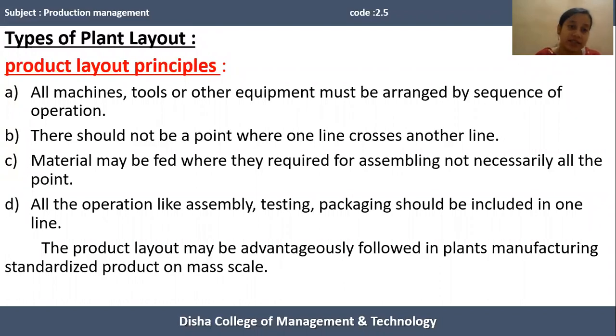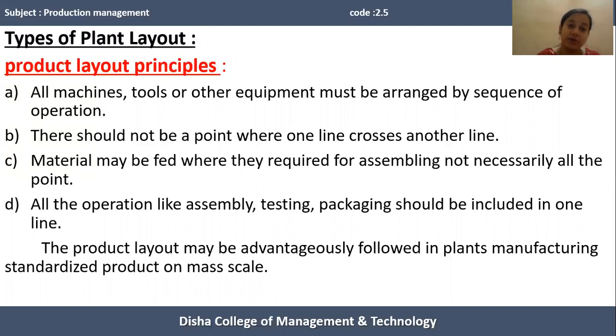Next I will discuss the principles of product layout. While designing this type of layout, what principles, what rules the production manager has to follow, now I will discuss. All machines, tools and other equipment must be arranged by sequence of operation. Means all machines, tools and other equipment required for production have to be arranged in a sequential manner so that the output of one machine can be used as input for another machine.